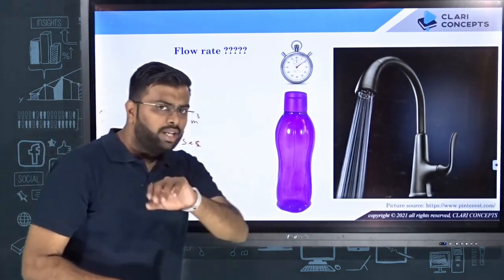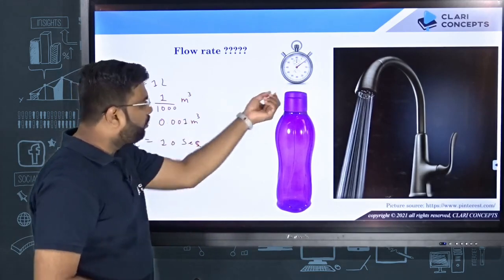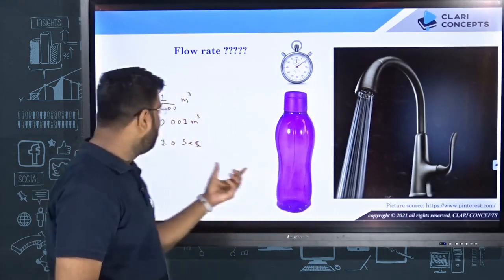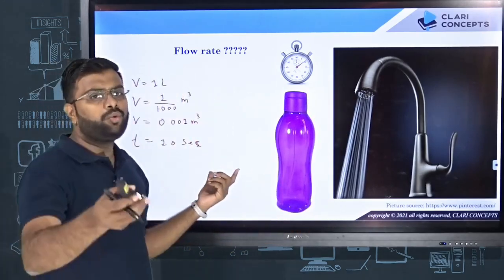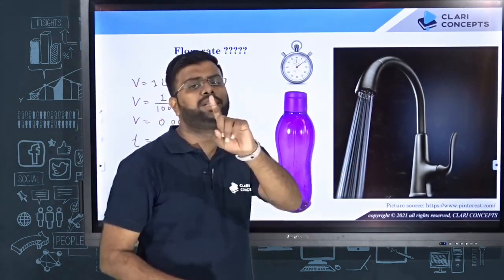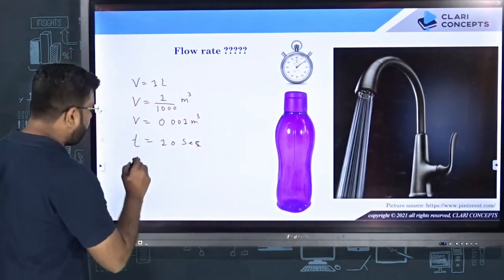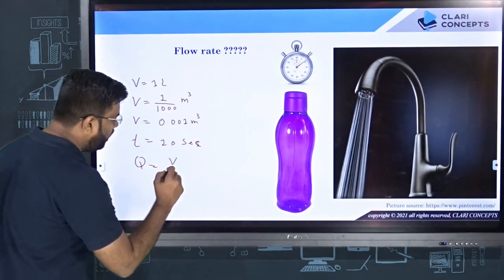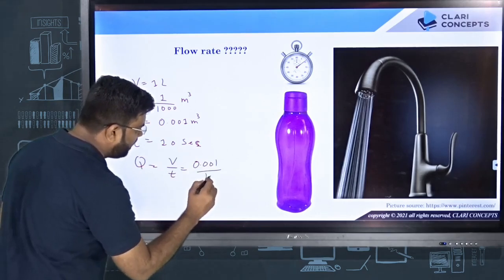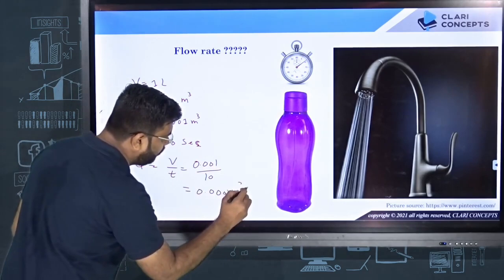Now you see, what does it mean? It means that 0.001 meter cube of water has come out of this particular tap in 10 seconds. Now you want to find how much water has come out in 1 second. So can you say this is 1/10 of this? How will you calculate the flow rate? Q will be equal to volume divided by time. Volume is 0.001, time is 10 seconds. So this is 0.0001 meter cube per second.